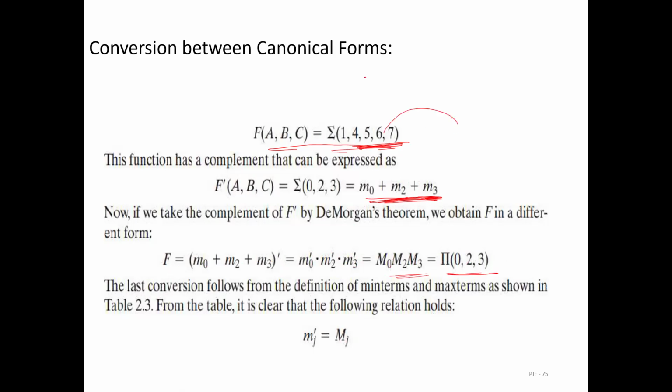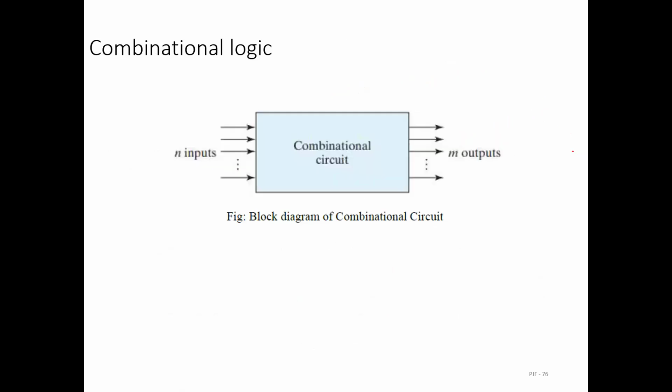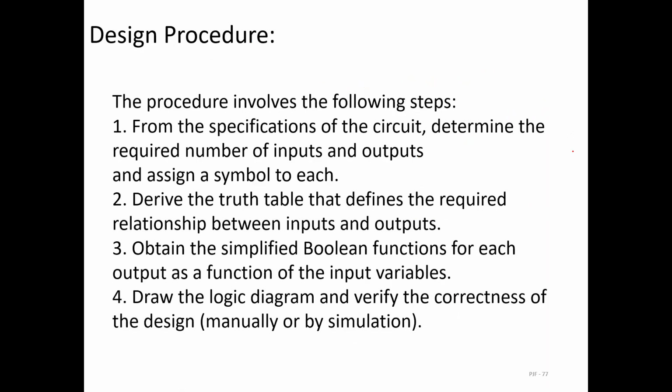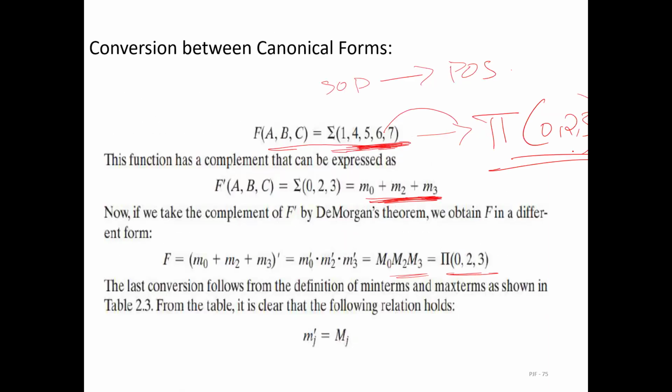So whatever is missing, convert it using conversion between the canonical forms. If you want to convert SOP to POS form, given the SOP, identify whatever literals are missing, and mention them with the help of the pi symbol. This way you can convert it. This is about the canonical forms.